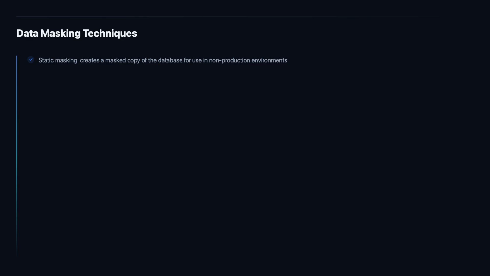Static data masking creates a sanitized copy of a production database that can be safely used in development or testing environments. The masking transformation is applied once during the copy process, producing a dataset where sensitive values such as names, addresses, and card numbers have been replaced with realistic synthetic equivalents. Because the masked data is stored in a separate environment, there is no risk that the masking process can be reversed by someone with access to the non-production system alone.